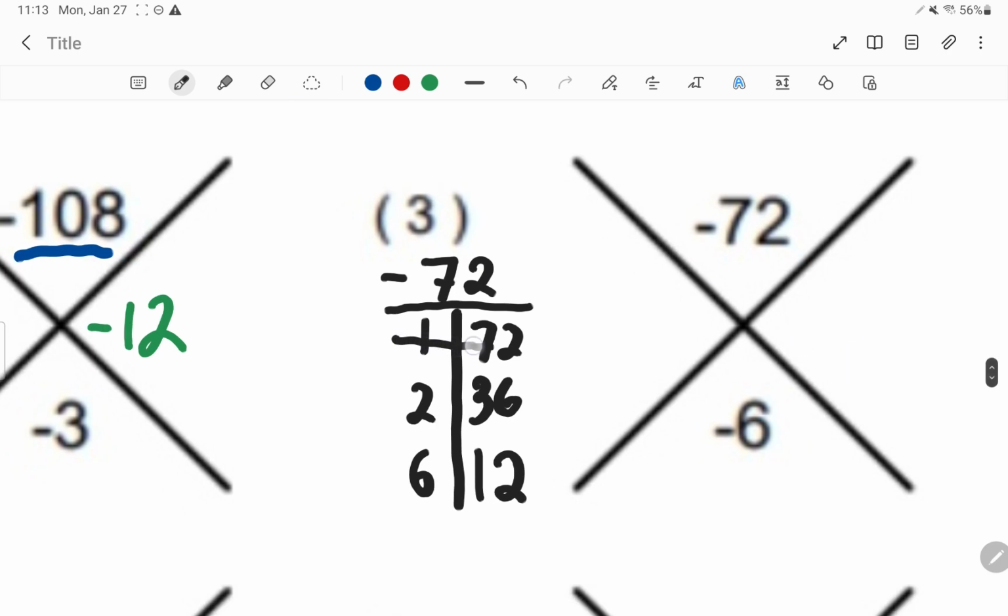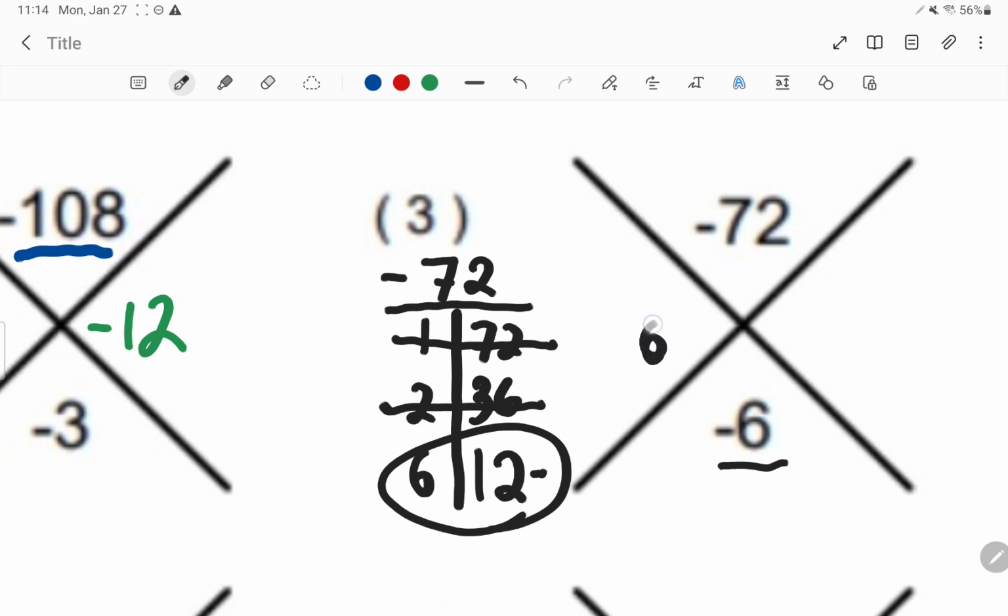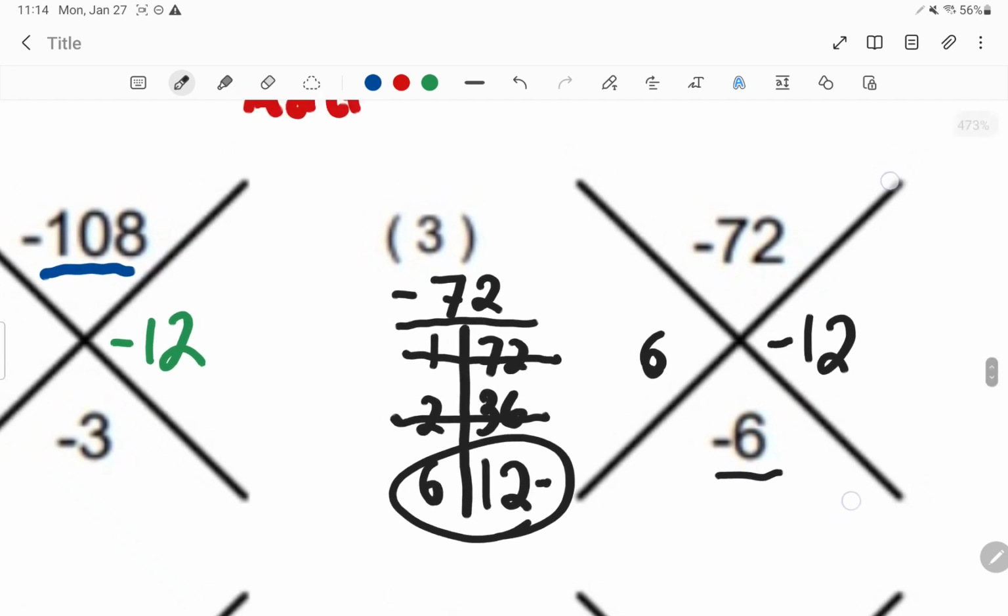I know 1 and 72, that's not gonna give me a 6. 2 and 36, that does not give me a 6. Now 6 and 12, yes, but one of them's gonna have to subtract. Again, we're gonna look at what the sign over here is. So usually whenever it's negative, then the bigger one is gonna have to be the negative one whenever you add. So in this case, I know 6 is positive and the 12 is negative. There you go, we're done with number 3.